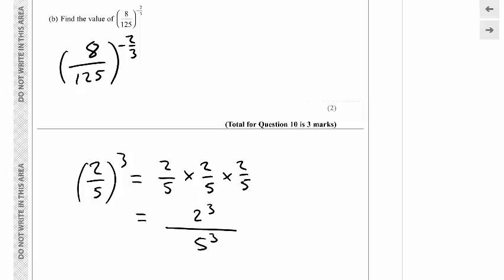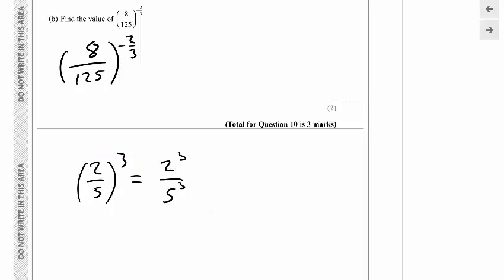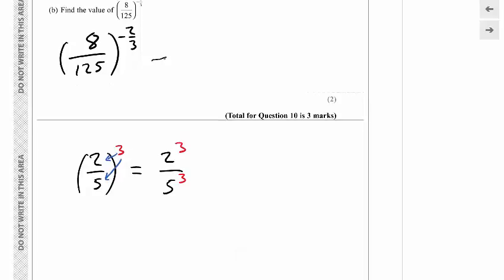So let's look at where we started and where we finished. We had 2/5 to the power of 3 is equal to 2 to the power of 3 over 5 to the power of 3. Look where the indice started and where it ended up. We started with the indice outside the brackets, and then we ended up with the indice next to each term in the fraction. So in other words, what we're trying to work out is just the same as 8 to the power of negative 2/3 over 125 to the power of negative 2/3.